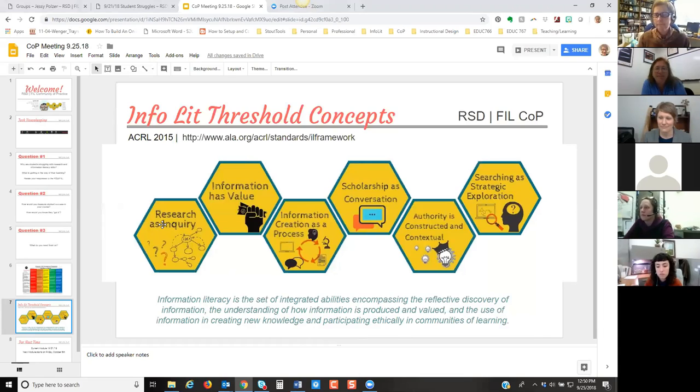Other thoughts? Jesse, that's valuable because you and I have had several discussions about looking at the RSD and the information literacy threshold concepts and how they address the what as well as the how, and can link what it is that students need to do to be demonstrating research, but then how would they demonstrate that? It's kind of two sides of the same coin.